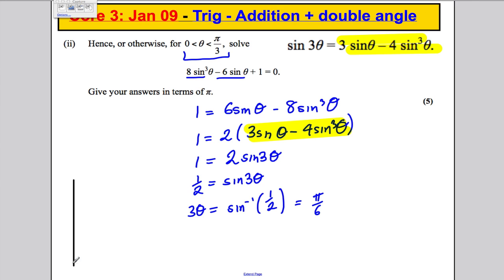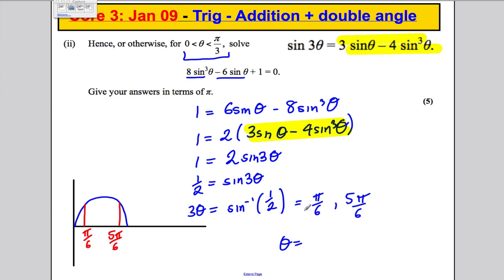You want to work out any other thetas that might help you. Well, you're going between 0 and pi by 3, but because you've got triple the angle, you're going between 0 and pi. 0 and pi looks like this for sine, and you know there's one answer here, pi by 6, so there'll be another answer at pi subtract pi by 6, which is 5 pi by 6. That was 3 theta. What therefore is theta? You divide both of them by 3, so therefore theta is pi by 18 and 5 pi by 18, and you're done.